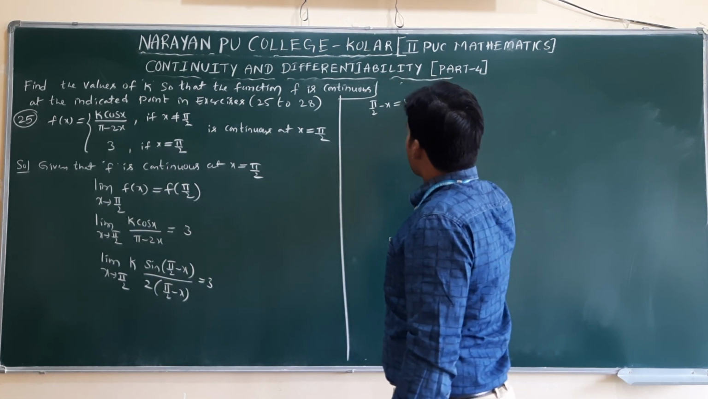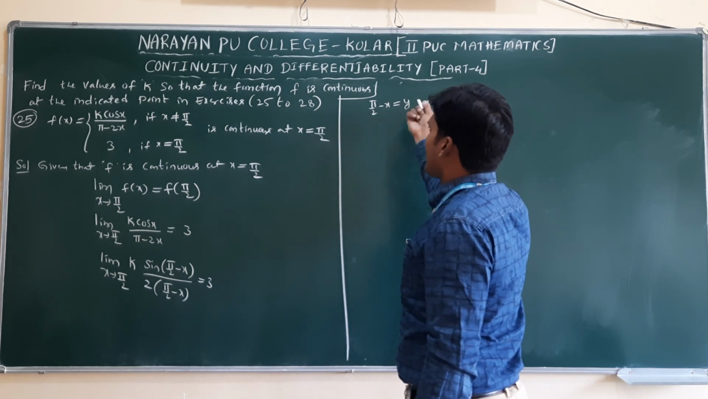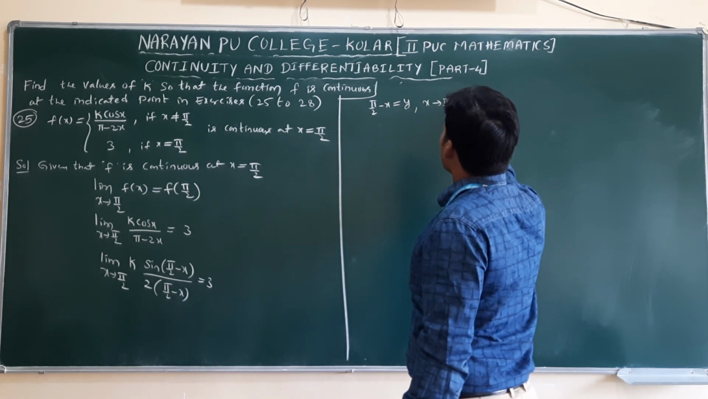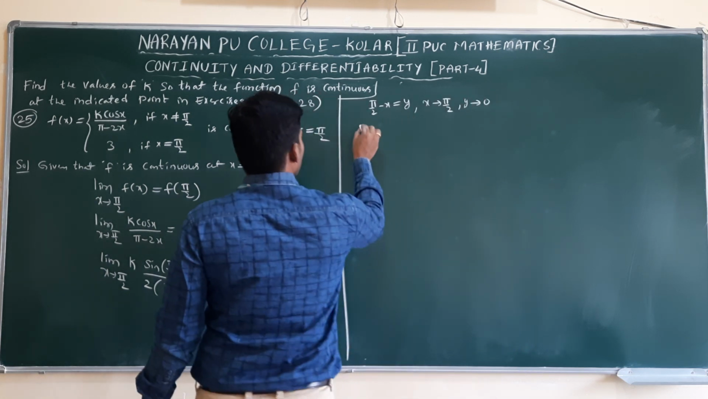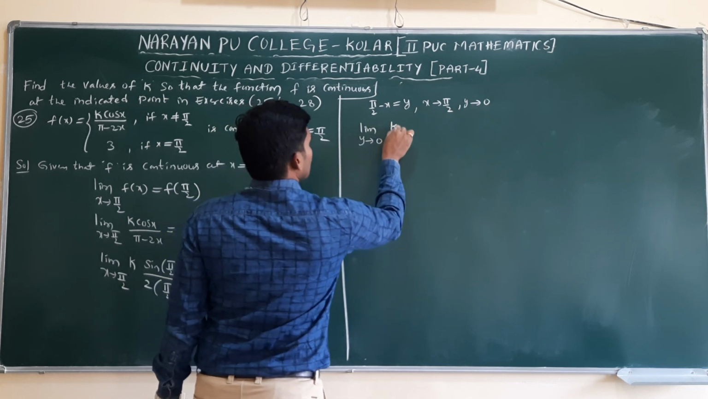Now the limit also we need to change. Here, x tends to pi by 2, so if x is pi by 2, then y equals pi by 2 minus pi by 2, which is 0. Now y tends to 0. That's why, from this, we can change the limit to y tends to 0.